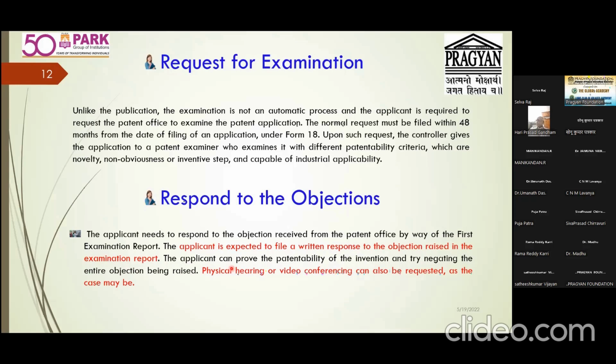A particular kind of inventor does not follow this, saying that it is my invention. So there are different dates. Like this, we can go and respond to the objection. This is a very crucial stage. We should have some experience there, because we have the time.